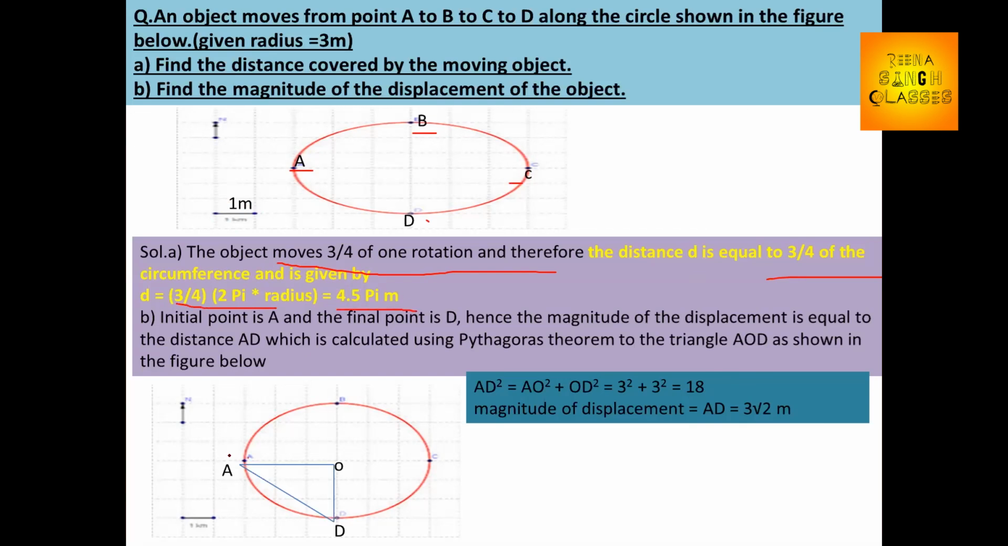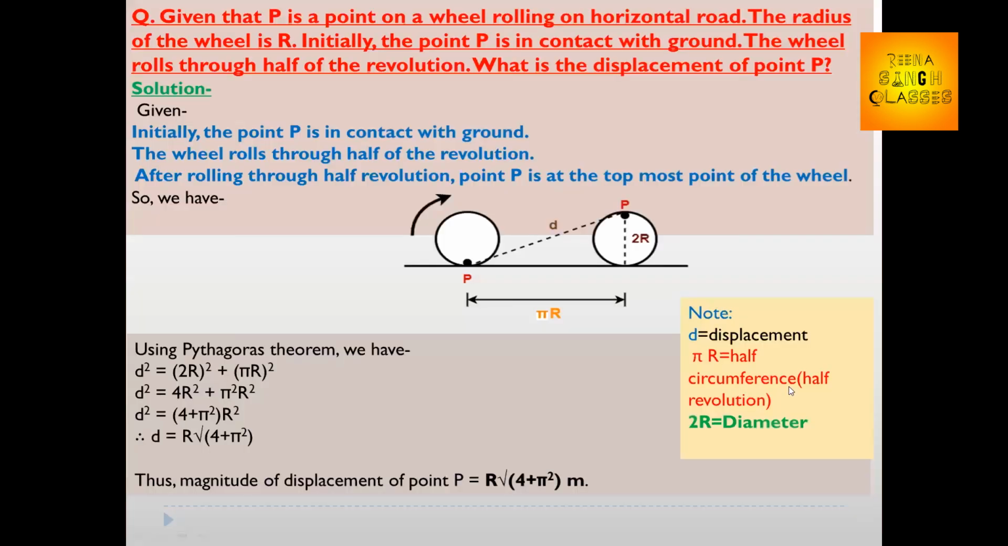What is the initial point? The initial point is A, and the final point is D. Again you join A to O, O to D and A to D, and you will get the triangle AOD. Use the Pythagoras theorem and you will get the magnitude of displacement 3√2 meter.